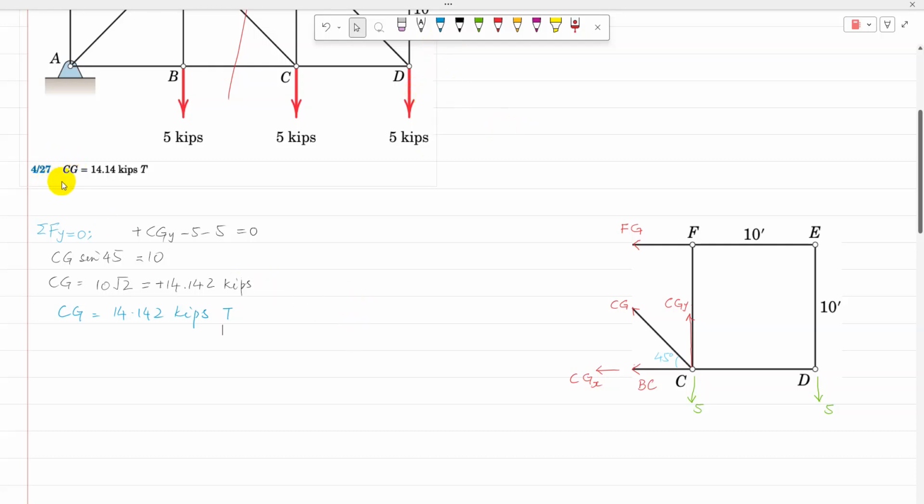The answer at the back of the book is CG equal to 14.14 kips in tension. So that is the solution to this problem.